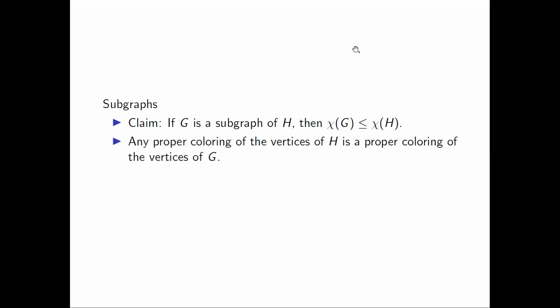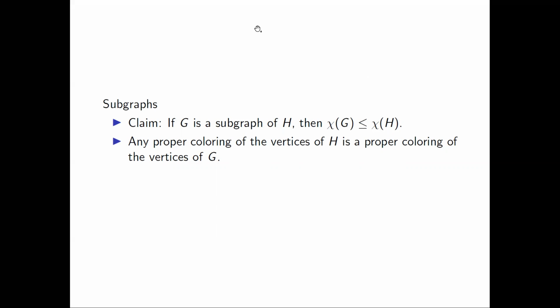And that's because if we have a proper coloring of the vertices of H, it's still going to be a proper coloring of the vertices of G if we assign the same exact colors to G. Because the set of edges of H is going to be a superset of the set of edges of G. And same with the vertex set of H. That's a superset of the set of vertices of G, since G is a subgraph of H. So we can just restrict the coloring of H to the vertices of G if the vertex set of G is different than the vertex set of H.